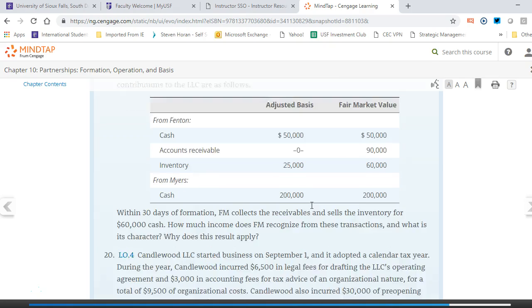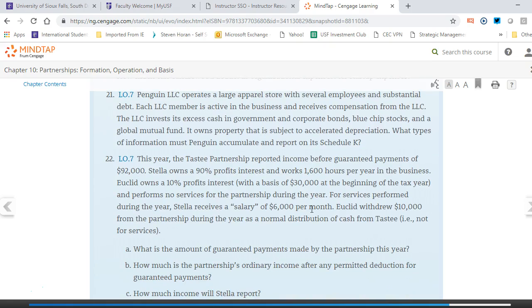Okay, I'm skipping question 20, but we'll go down to question 21. Question 21: Penguin LLC operates a large apparel store with several employees and substantial debt. Each LLC member is active in the business and receives compensation from the LLC. The LLC invests its excess cash in government and corporate bonds, blue chip stocks, and a global mutual fund. It owns properties subject to accelerated depreciation. What types of information must Penguin accumulate and report on its Schedule K?